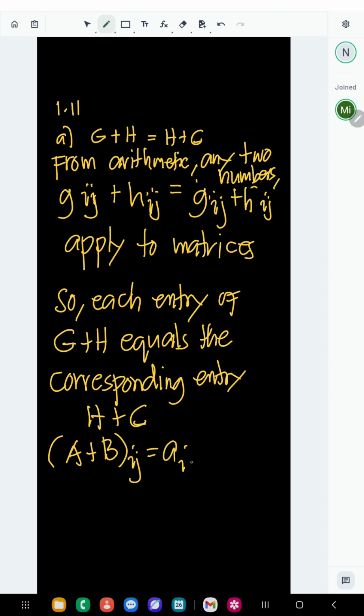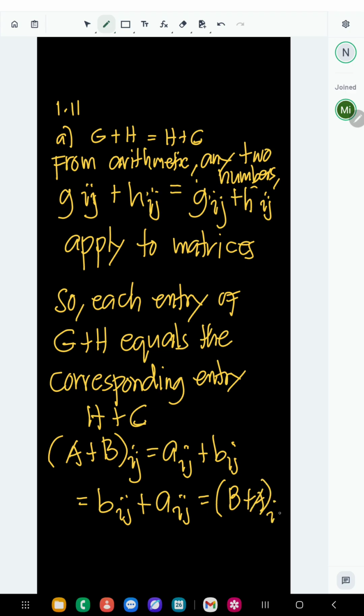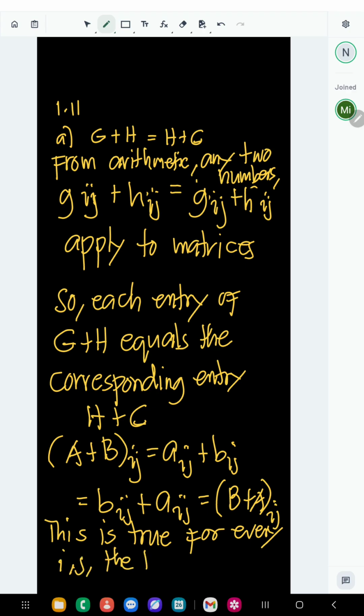So A with components ij plus B with components ij is just equal to B with components ij plus A with components ij. So this is just B plus A with components ij. So this is true for every ij. The two matrices are equal. I will send you a screenshot of this.